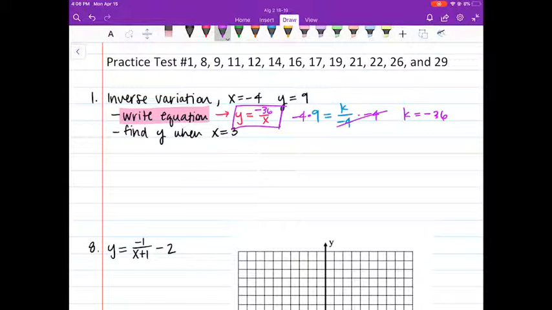Now, as we find y when x is 3, we just plug in x equals 3. So we've got y equals -36 divided by 3. Well, -36 divided by 3 is -12. That's it.